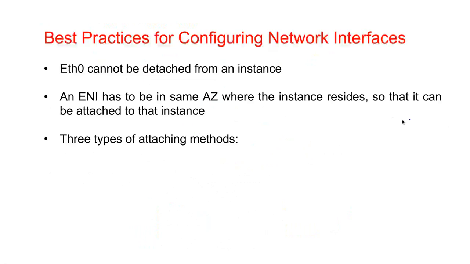There are three types of attaching methods. Hot attach means that you are attaching the network interface to the instance when it is running. Warm attach means that you're attaching your network interface to the instance when it is stopped. Cold attach means that you are attaching the network interface to the instance during the creation or the launching process. So these are the three types of attaching methods.